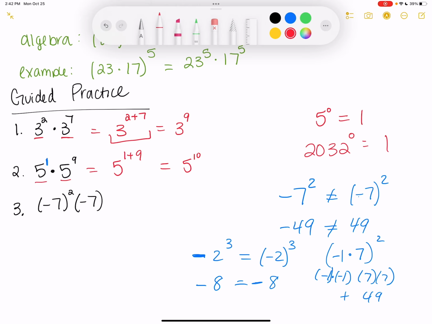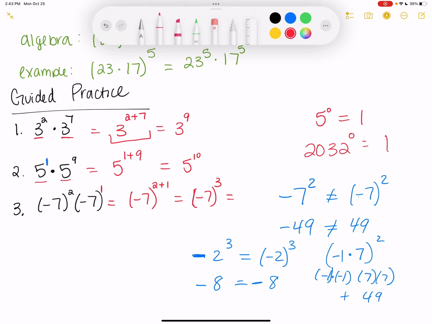All right, so this is negative 7 k squared and negative 7 to the first. Okay, so I can write that in if I want to. So then this gives me negative 7, and I'm going to keep the parentheses with it, raised to the 2 plus 1, which then is negative 7 to the third. Okay, and it's fine to leave it like that.